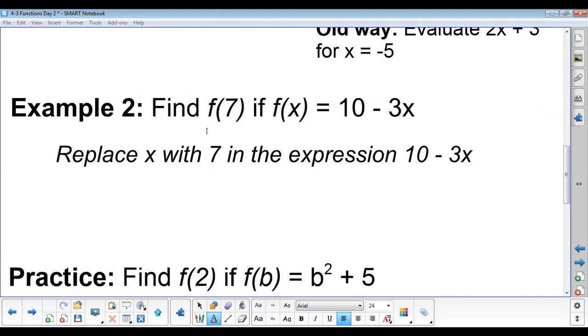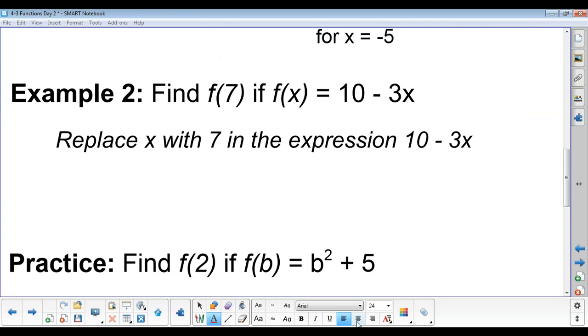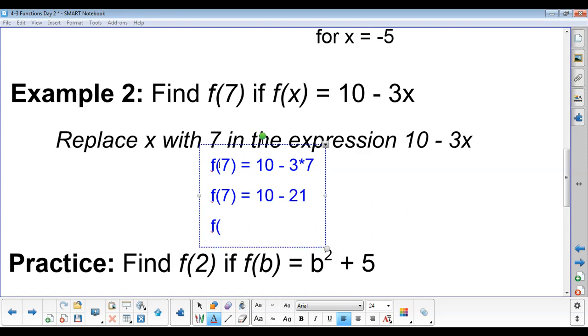In example 2, it says find f of 7 if f of x is equal to 10 minus 3x. Once again, all we're doing is we're replacing the letter x, our variable, with the number we've been given. So f of 7 is equal to 10 minus 3 times 7. And from there, we just simplify. 3 times 7 is 21, and 10 minus 21 is negative 11. So our answer is f of 7 is equal to negative 11.